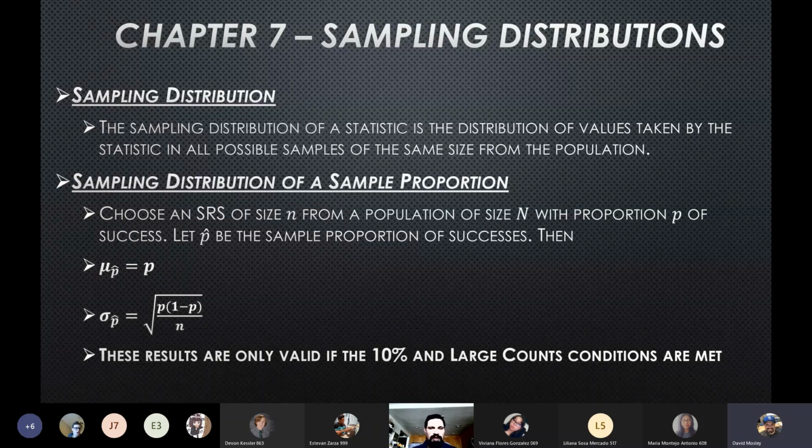These results are only valid if the 10% and large counts conditions are met. The 10% condition allows us to confirm that our standard deviation is viable, and the large counts condition is our assessment of normality, and we need that.